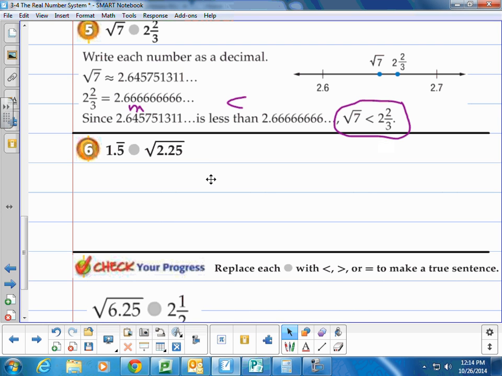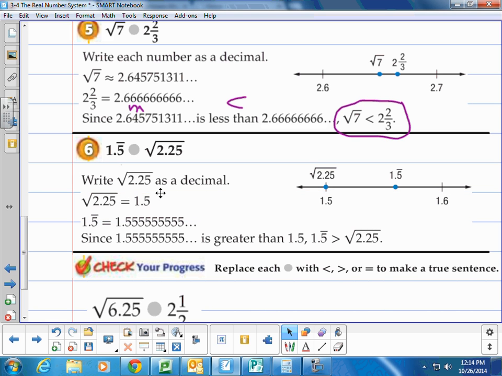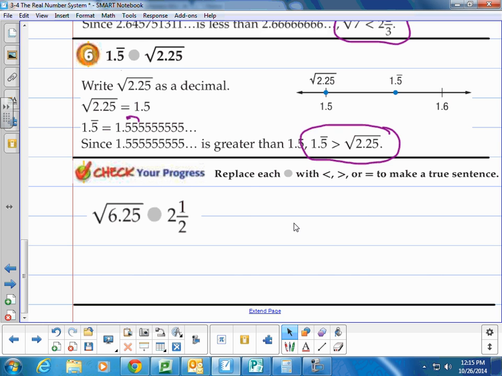So 1 and 5/10 repeating is what compared to the square root of 2 and 25/100ths? Well, if I write the square root of 2 and 25/100ths as a decimal, it's actually a perfect square, 1.5. So I mark it on the number line above 1.5. 1 and 5/10ths repeating is the same as that 5 repeating. So if I did round, this would actually round up to 6. So that is actually going to be a little bit bigger. So then I can say that 1 and 5/10 repeating is greater than the square root of 2 and 25/100ths. A lot of math words here, I know. Just keep that number sense and that place value with you as you go through these things.